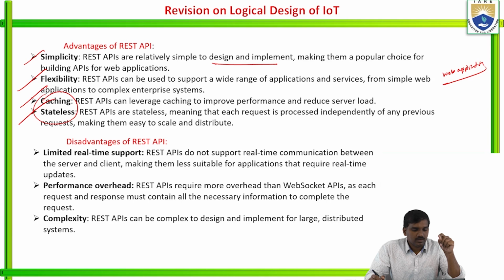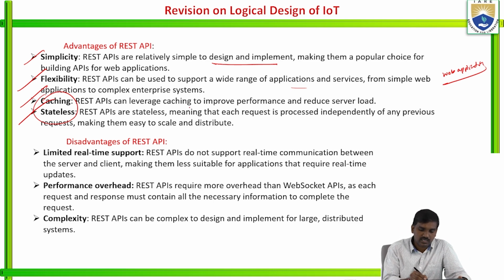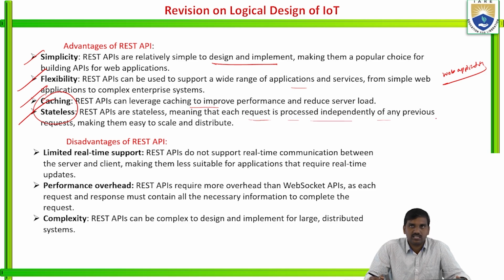And flexibility: REST API can be used to support a wide range of applications and services, from simple web applications to complex enterprise systems. That is the second one. And caching and stateless: REST API can leverage caching to improve performance and reduce server load. Stateless: REST APIs are stateless, meaning that each request is processed independently of any previous request, making them easy to scale and distribute. So these are the advantages of REST API.